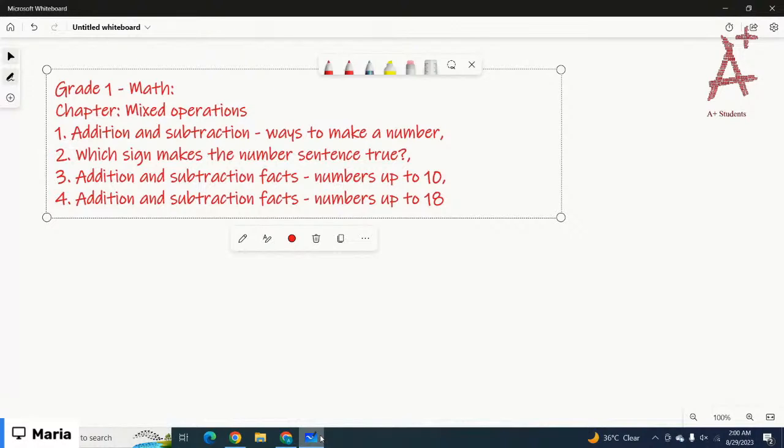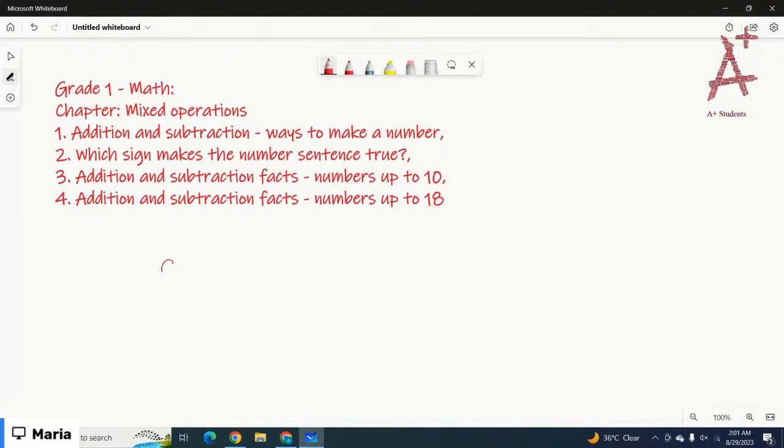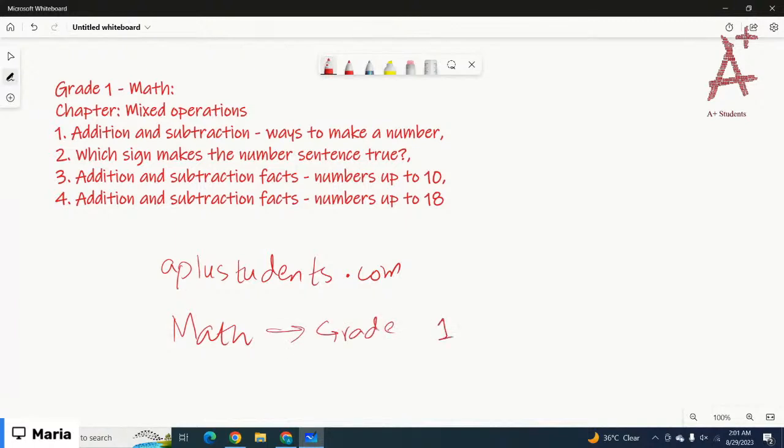We are here for grade 1 math. You can find all the lessons on aplusstudents.com. You have to log in there using your email address and password as provided by the administrator. Then you have to select math from the subject tab, scroll down to grade 1, and then click on view all lessons.